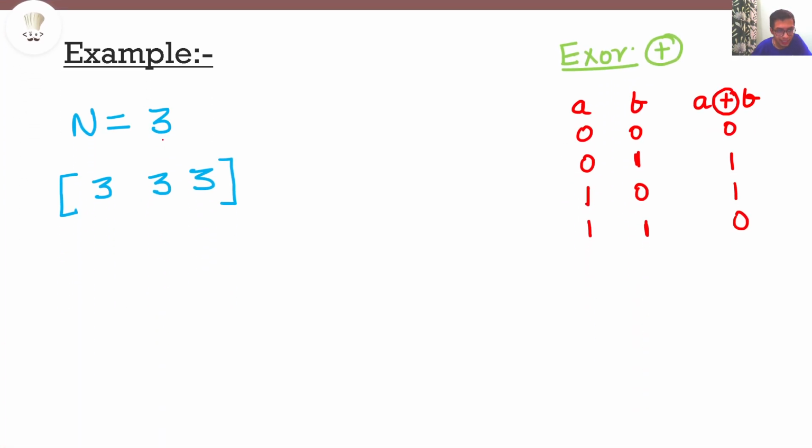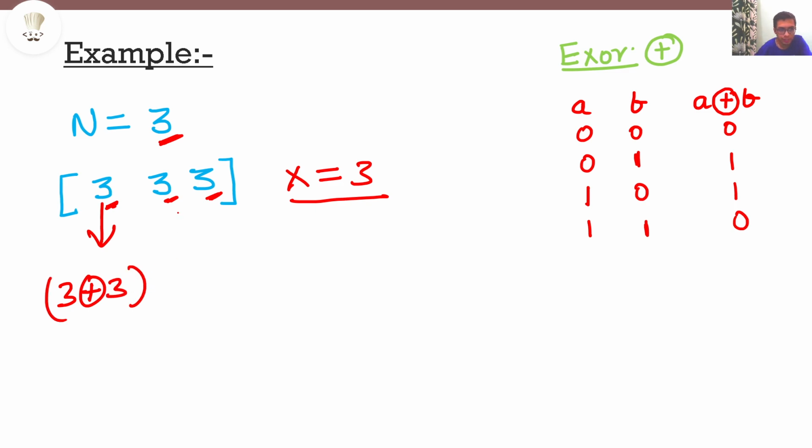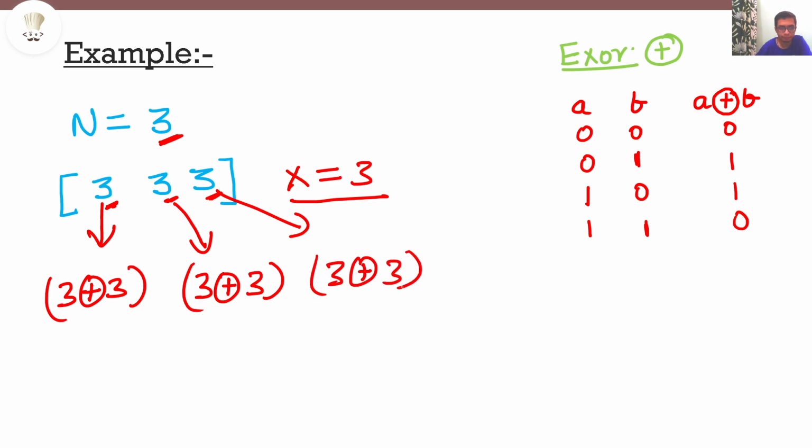So let's say the size of my array is 3. The elements stored inside my array are also 3, right? Now if I chose x equals 3, then in this particular case I'll replace this 3 by the element itself, which is 3, XOR the value of x, right? The value of x is 3, so I'll write 3 over here. Similarly, I'll replace the second 3 by the element itself, XOR x. X is 3, so 3 XOR 3, right? And also the last element by 3 XOR 3, right?